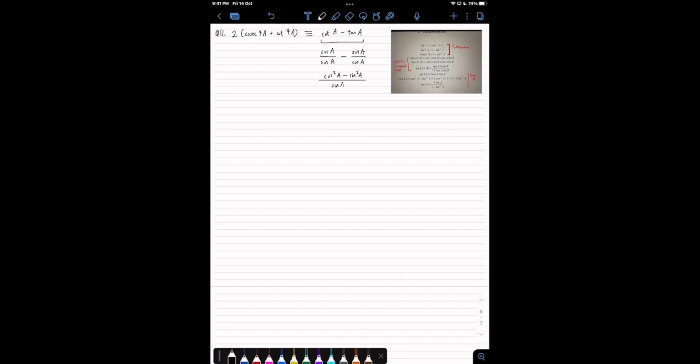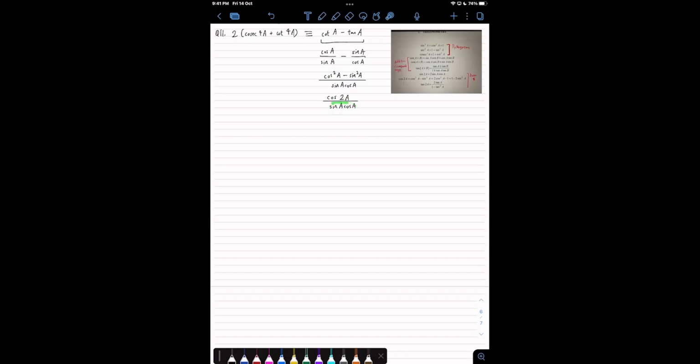At this stage, I know what you're thinking. Cosine square A minus sine square A is cosine 2A, correct or not? Nice. So you can get cosine 2A over sine A cos A. Sine multiplied by cosine, you must be thinking.